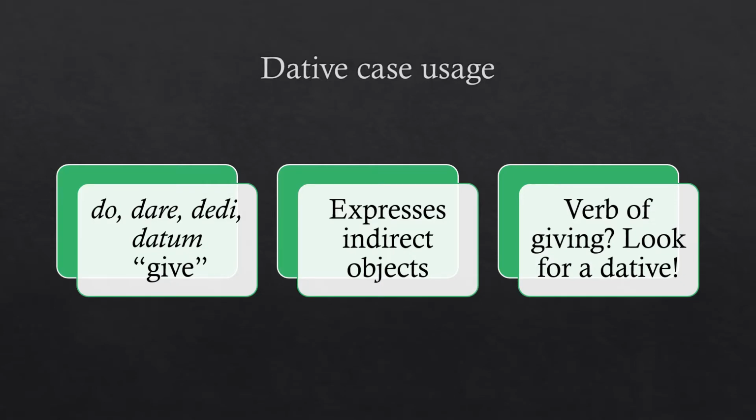The word dative comes from the Latin verb do, dare, dedi, datum, give. The dative case earned its name from its primary use, which is to express indirect objects. Anytime you have a verb that expresses giving, you can expect a dative indirect object.